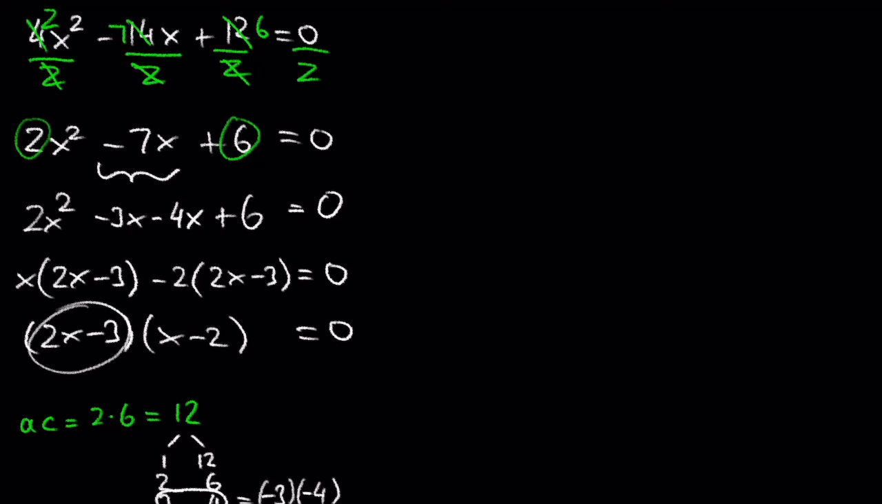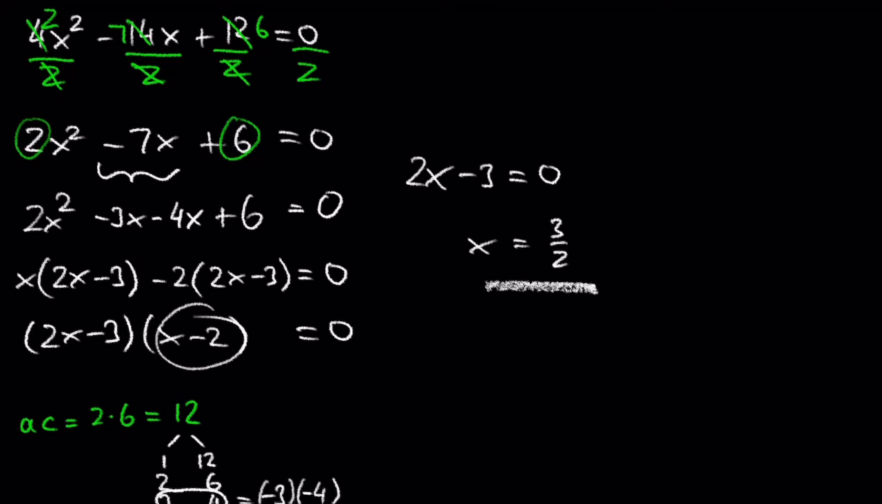2x minus 3 is 0 when x equals 3 over 2, and x minus 2 is 0 when x is equal to 2.